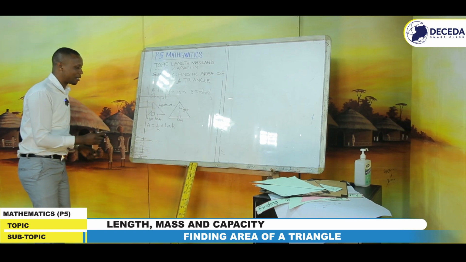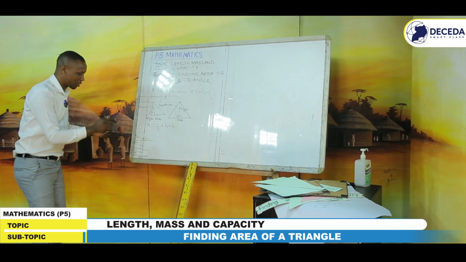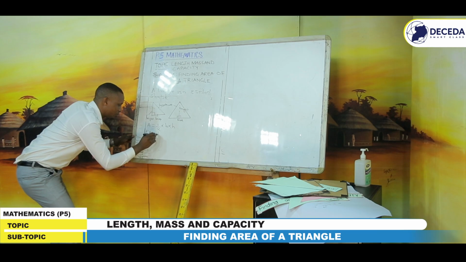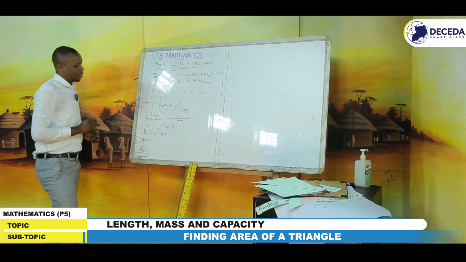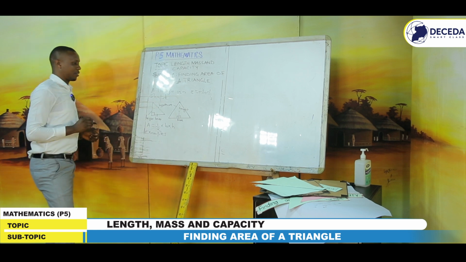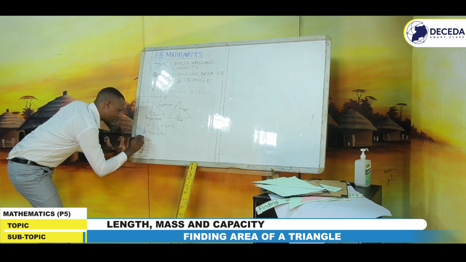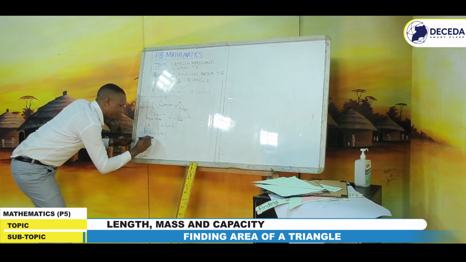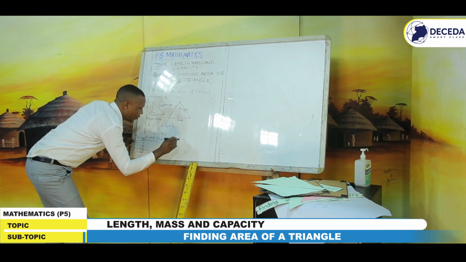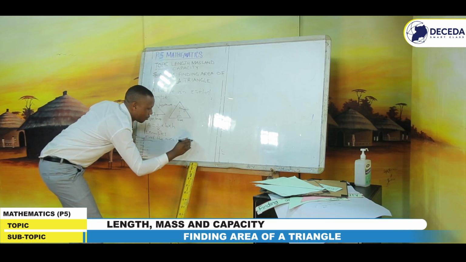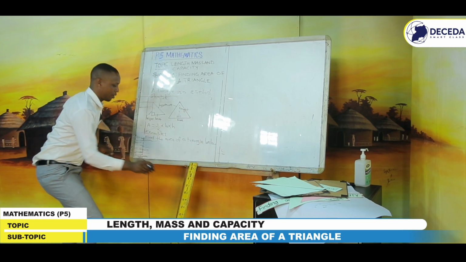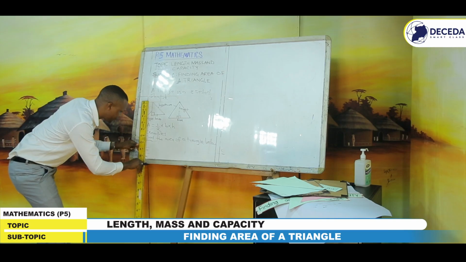Well, we can have examples. Example 1. Find the area of the triangle below. And it is illustrated here.